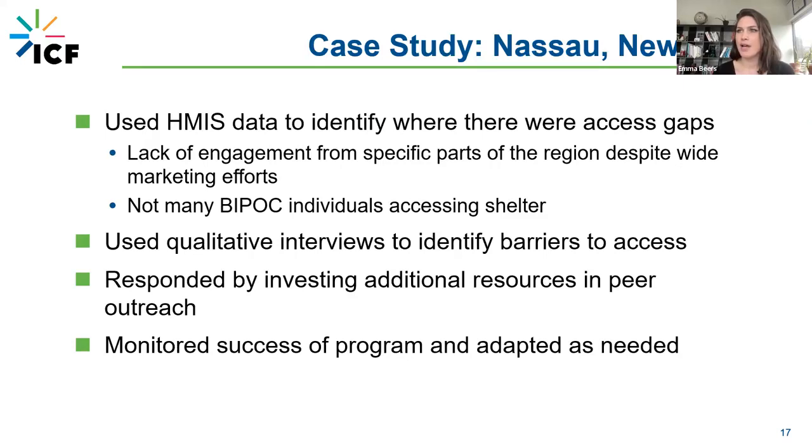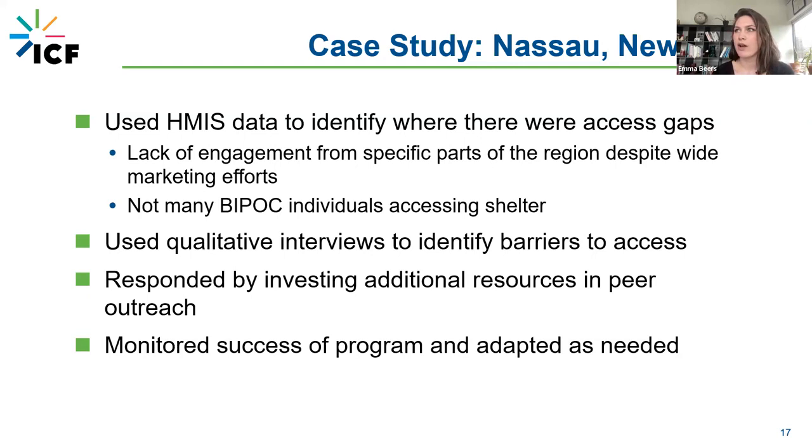So the team used HMIS data to identify where there were access gaps, I think a common thing to look at in an evaluation. They were noticing a significant lack of engagement from specific parts of the region, despite wide marketing efforts. They knew that they had already done some of the work to increase marketing, to make sure it was accessible in other languages, and that the language was accessible in general. But they were just noticing this difference.